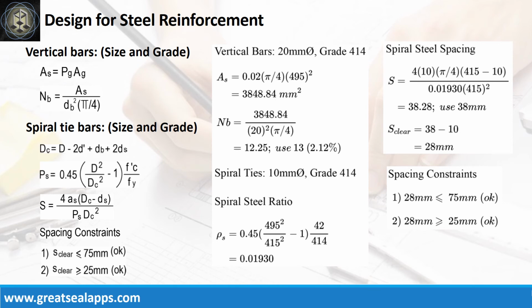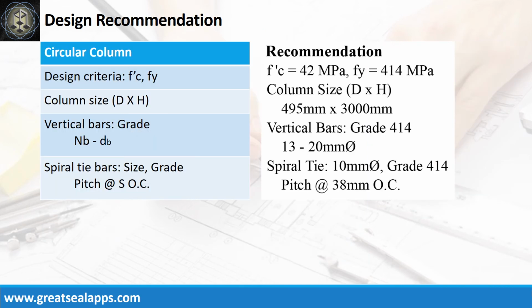The spiral steel ratio ρS equals 0.0193 for a spiral pitch of 38 mm. Design recommendation as follows: FC prime equals 42 MPa, Fy equals 414 MPa, column size is 495 mm by 3000 mm, vertical bars of grade 414, 13 pieces 20 mm bar, spiral tie 10 mm bar of grade 414, pitch at 38 mm on center.